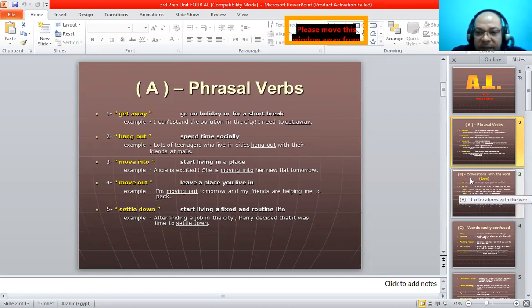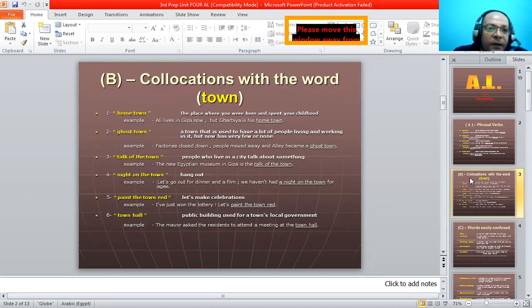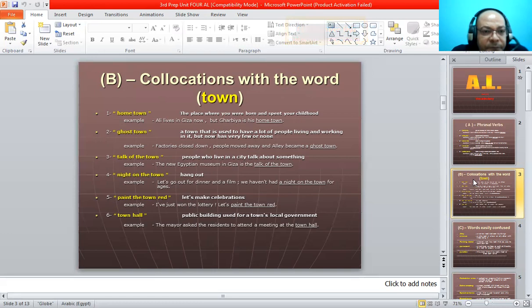Let's move to the second slide. Collocations with the word town. We have 6 expressions with the word town. Number one, hometown. What is the meaning of hometown? The place where you were born and spent your childhood. Ali lives in Giza, but Gharbiya is his hometown.